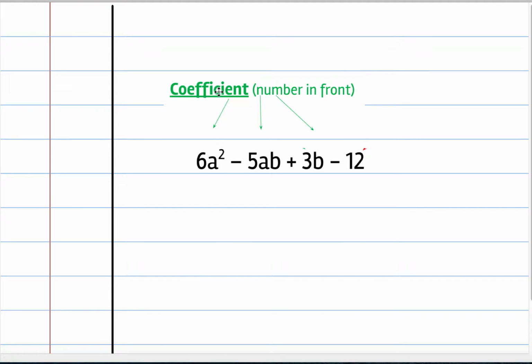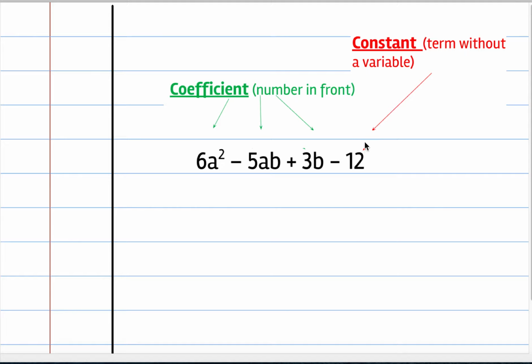So start with the coefficient. The coefficient is the number in front of the variables. We should at this point know what a variable is. So the coefficient is the number that is being multiplied or in front of the variable. The constant is the term without a variable. It's the term without a variable.